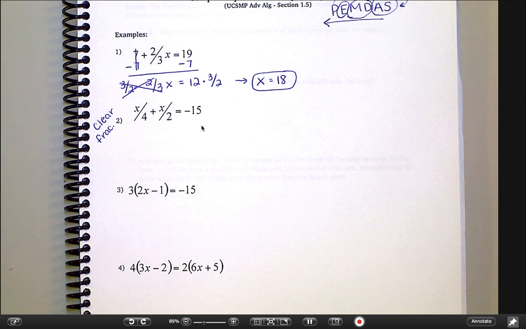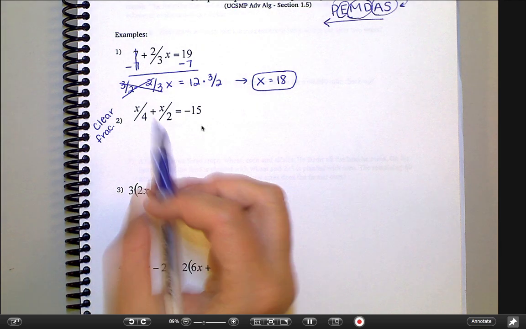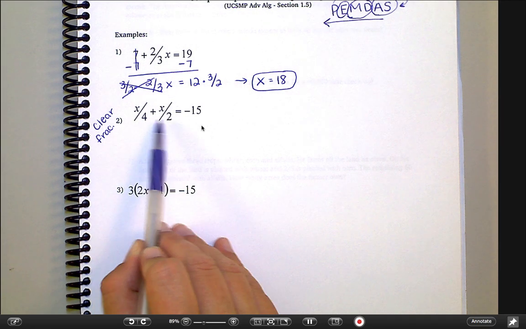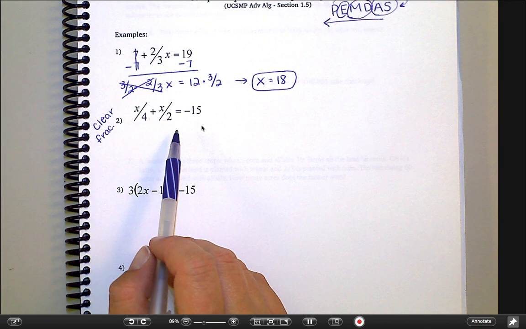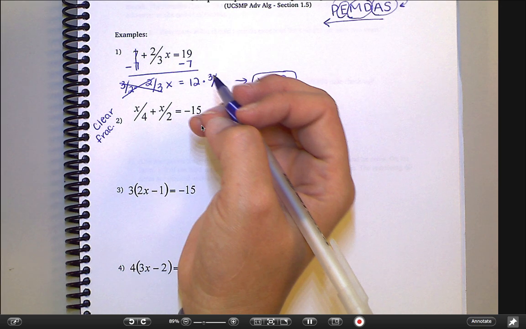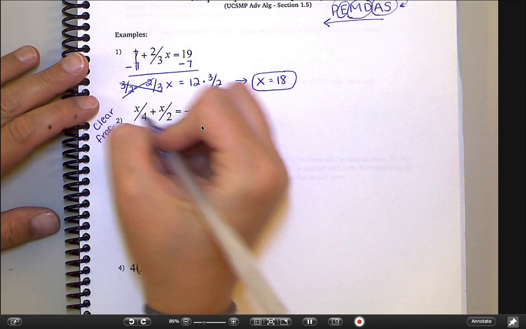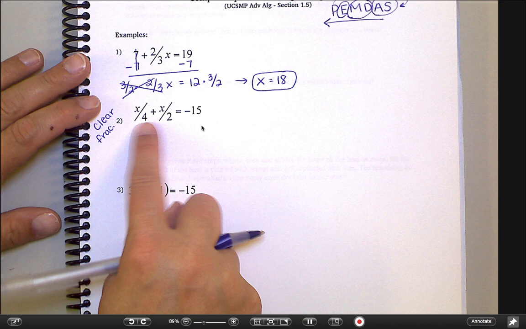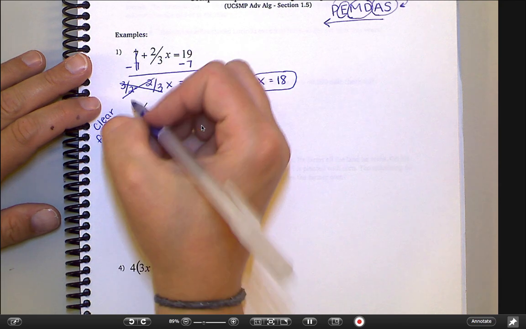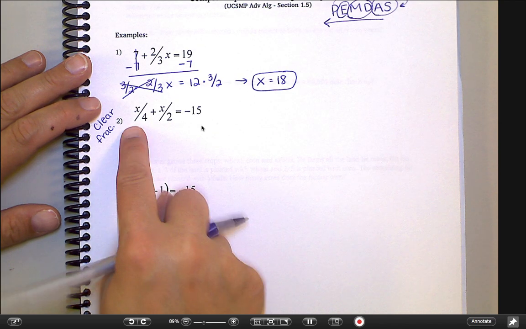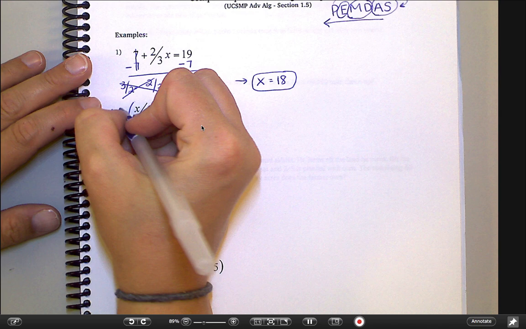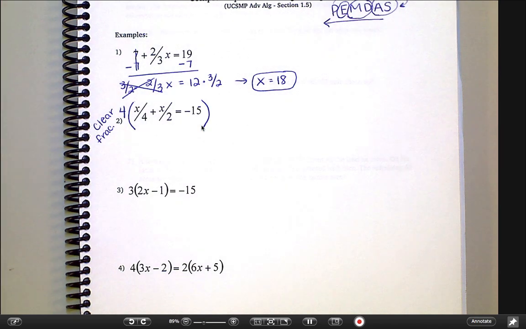The way you clear the fractions is you still start by thinking about what do 4 and 2 both go into, okay? What could they both divide evenly into? Similar to how you would find a common denominator. So here I would say 4, right? These could both turn into a 4, both divide evenly into a 4. But instead of rewriting the fractions, I'm going to multiply the entire equation by 4, okay?